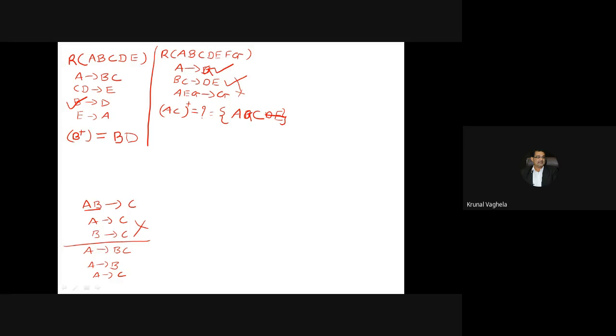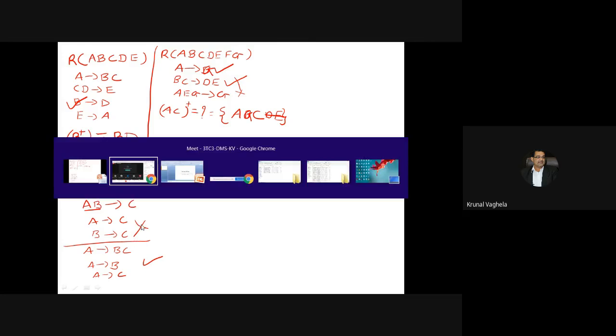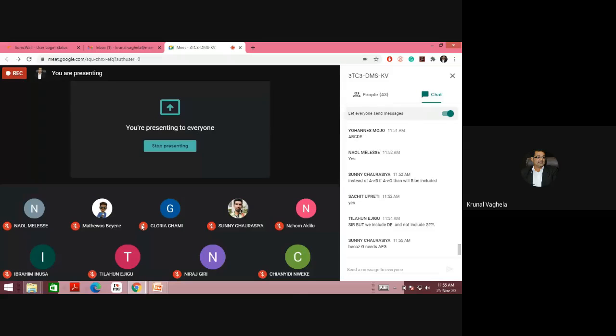What it means, if you are having value of A, I can find B and C. So this is right. If I am having value of A, I can find B. If I have value of A, I can find C. This is right. But here A, B to C means if I am having value of A and B both, then only I can find C. So A to C, B to C is not allowed. Clear everyone? Any doubt?